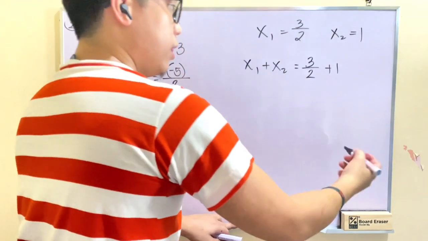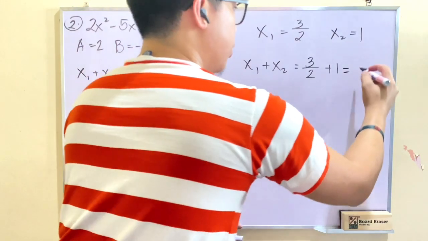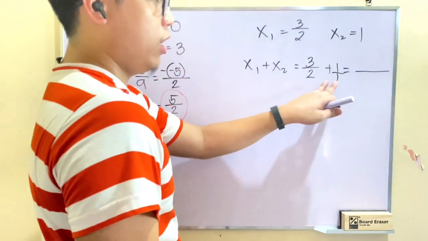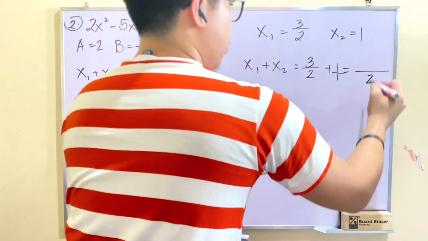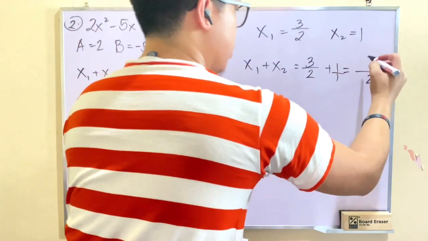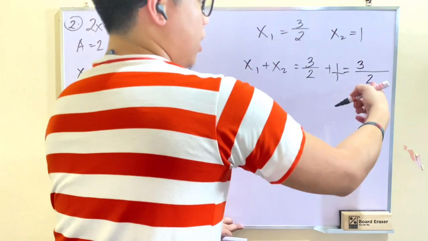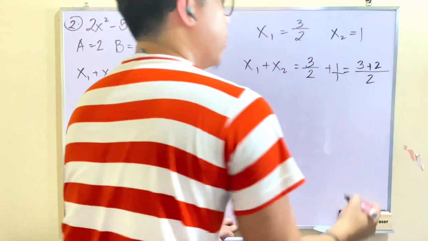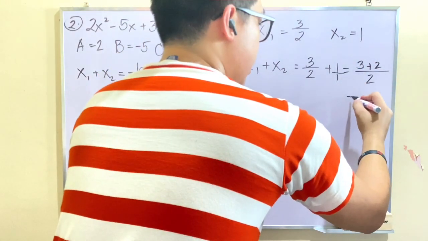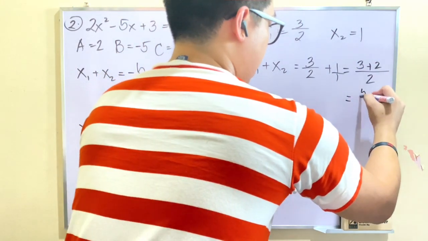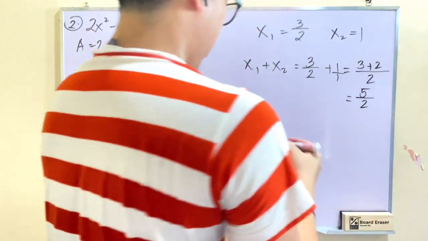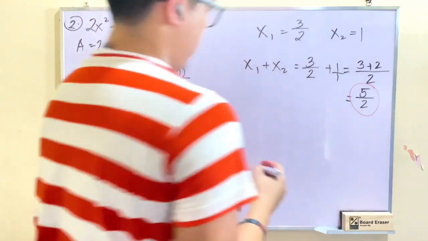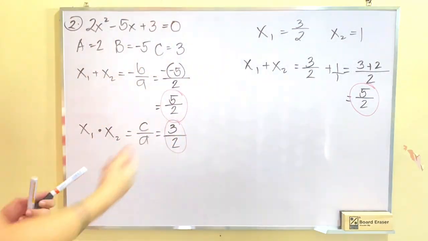So, hanapin natin ang LCD ng dalawang number, which is the LCD of 1 and 2 is 2. 2 divided by 2 is 1 times 3, it is 3. Then 2 divided by 1 is 2 times 2, it is positive 2. 3 plus 2 is 5 divided by 2. Therefore, ang ating sum ng roots is 5 over 2, which is siya yung nakuha natin kanina.